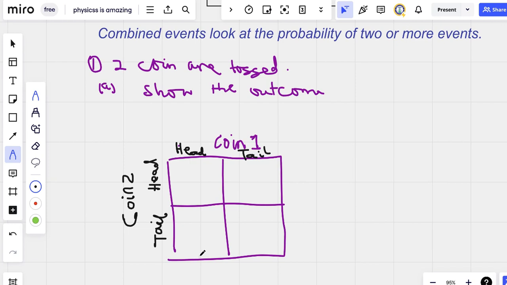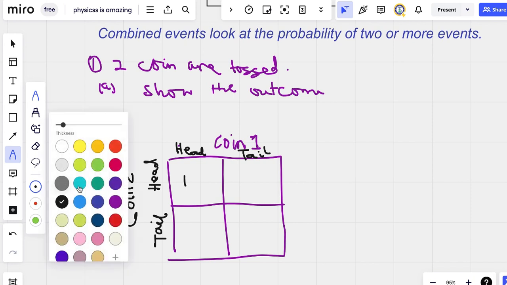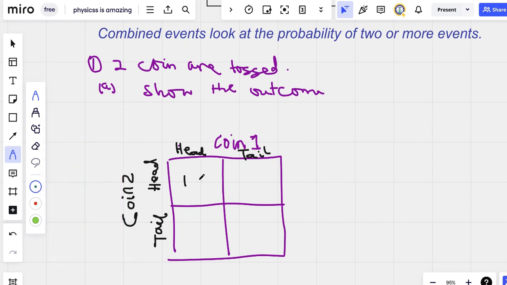Now what they want you to tell is this: you'll be matching horizontal with vertical. If you match here, you have head, and you match with here, you have head. So in the first column, you have a head from coin 2 and a head from coin 1 as well. Meaning, if you look at the horizontal, you have a head here, and if you look at the vertical, you also have a head. Here, you have a head from this one and a tail from here. So you can say head, tail, or tail, head.